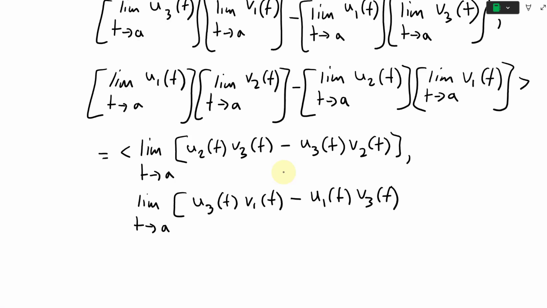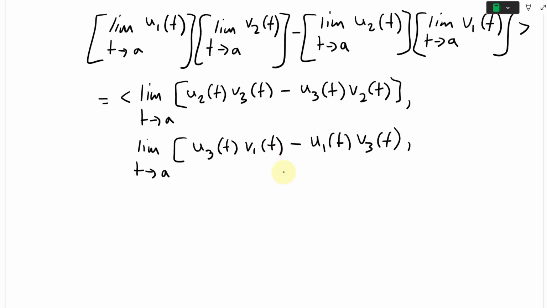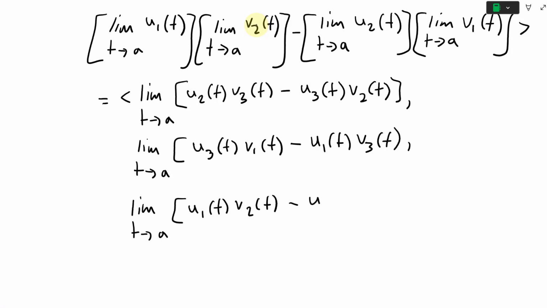And then that last one is going to be, where's my eraser? There it is. And last one's going to be limit as t approaches a, and this is going to be u1 v2. So u1 of t, v2 of t, and then the reverse direction, u2 of t, v1 of t, like that. And this is a close bracket for closing this, and then this is a close bracket. There it is. That's what we have there.